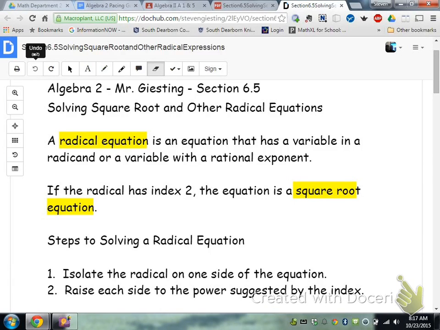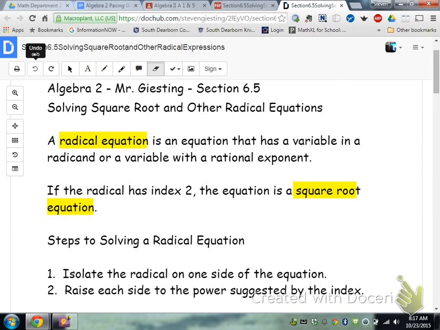All right, so we're solving square roots and other radical equations today. A radical equation is an equation that has a variable and a radicand, or a variable with a rational exponent. If the radicand has an index of 2, then it's a square root equation.